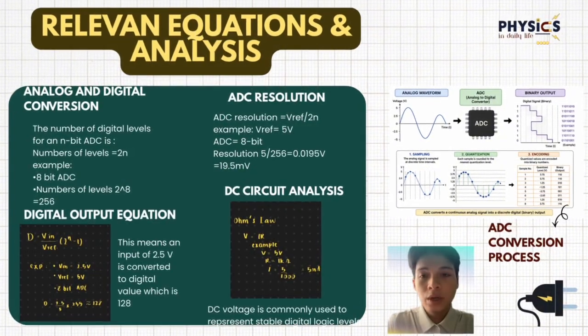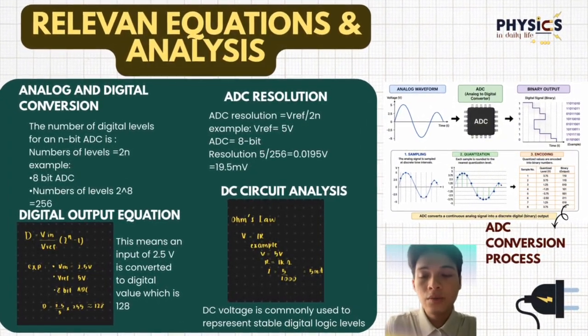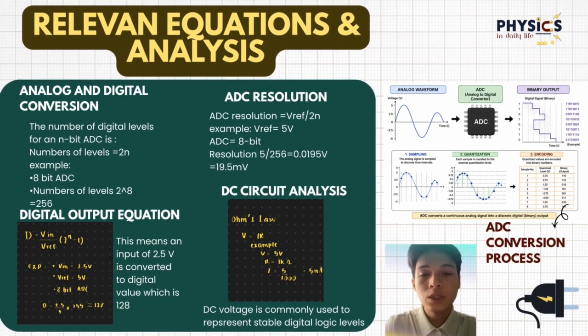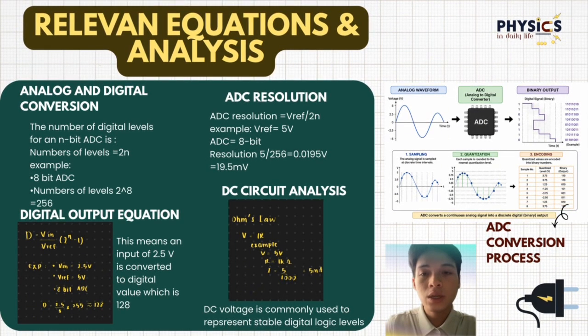For this part, I will explain about the relevant equation and analysis. First, an ADC converts a continuous analog signal into a digital signal. The number of digital levels is determined by the equation 2^n, where n is the number of bits. For example, an 8-bit ADC provides 2^8, which equals 256 digital levels. Next is ADC resolution. The resolution is calculated using the equation Vref over 2^n.